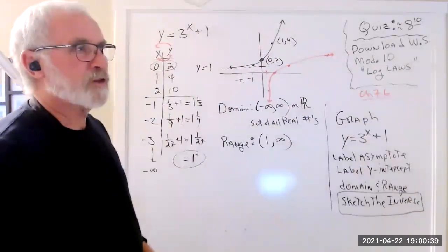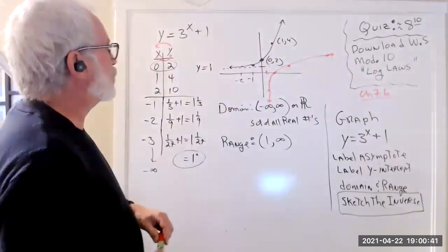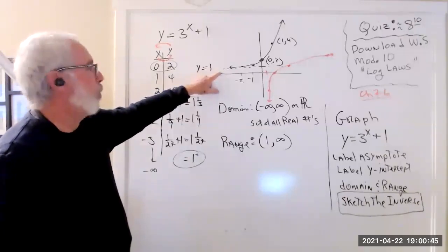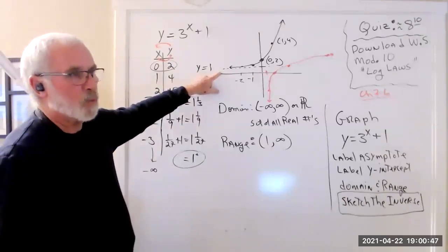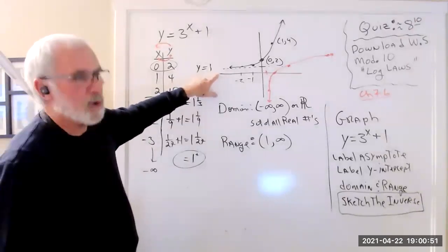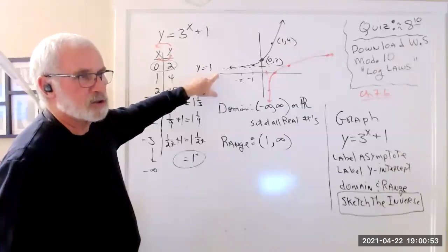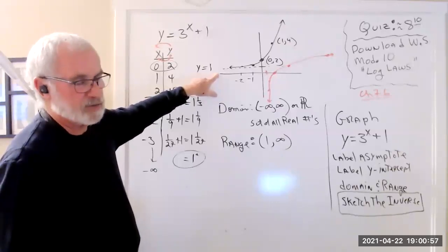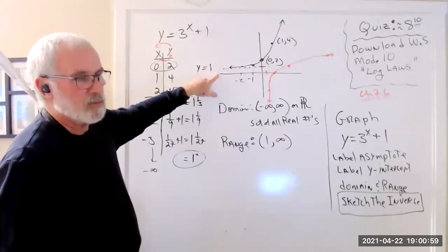Now, here's one last thing. The original graph had an asymptote of y equals 1. Okay. If you swap all x's with y's, the new graph will also have an asymptote. But what will its equation be?